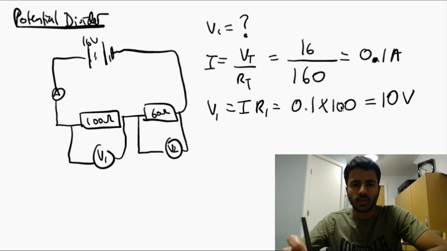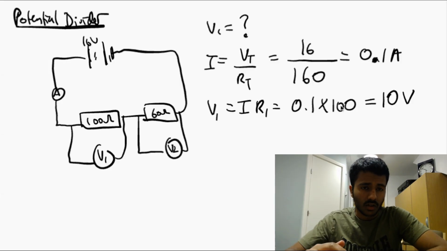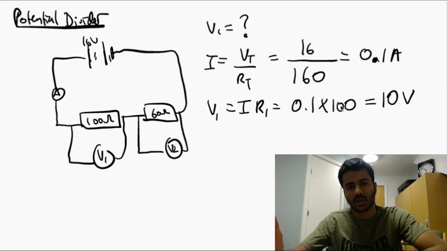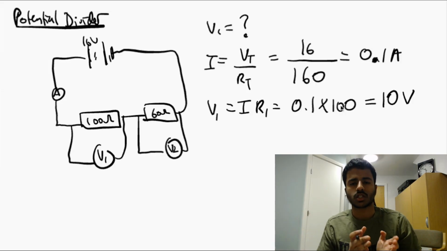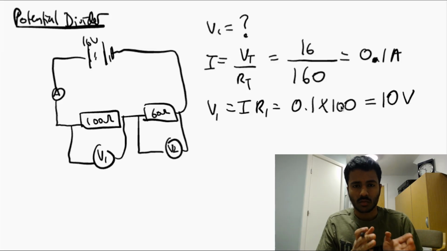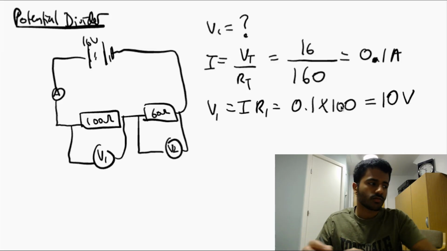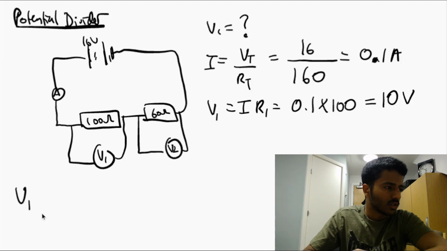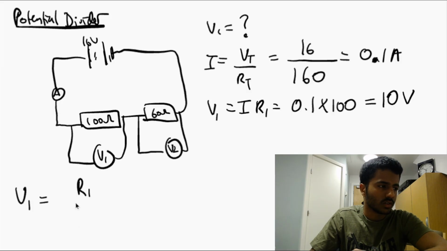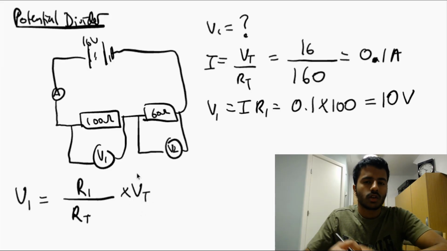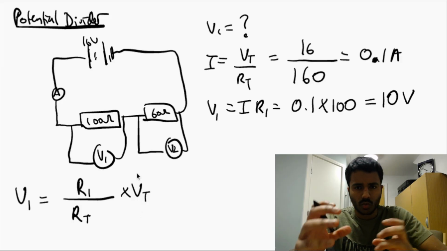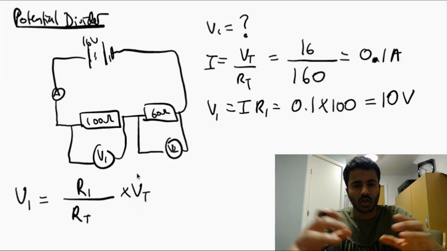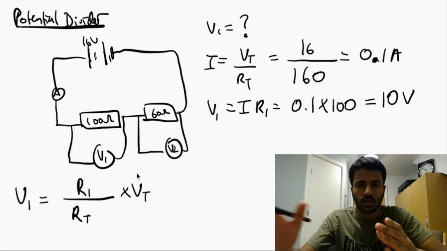And one shortcut that you can use is something called a potential divider, which is basically a manipulation of the ratio method. I said before that voltages are shared in the same ratio as the resistances. So we can say V1 is equal to the resistance of the 100 ohm resistor, or R1, over the total resistance times by the total voltage. This means what fraction of the resistance you're finding of the total resistance, times by the voltage of the total circuit.